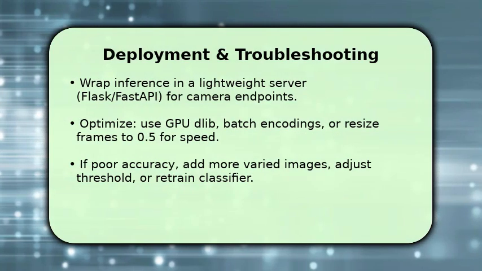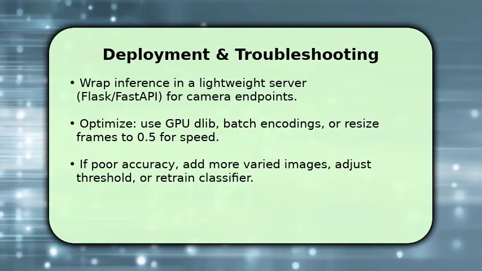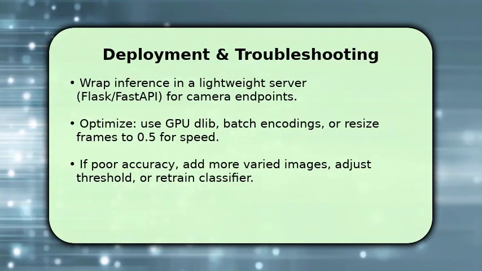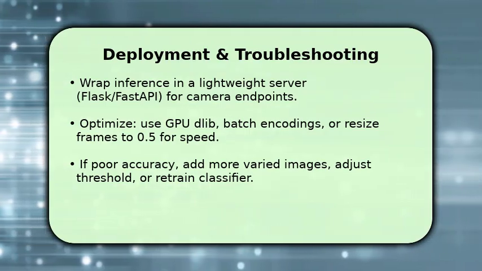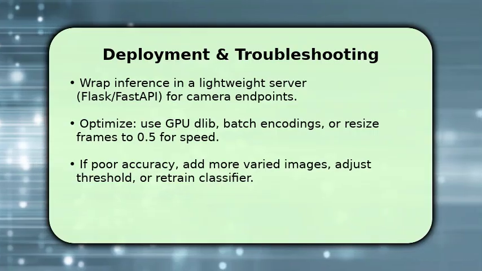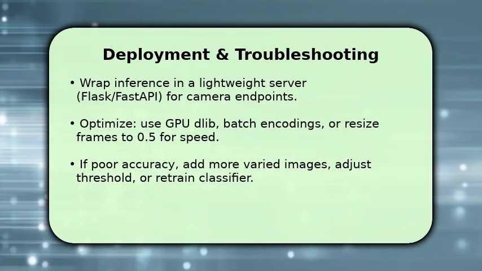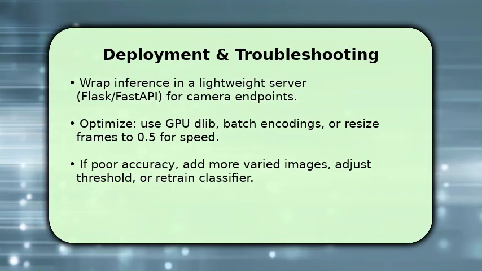To finish, wrap the inference into a Flask or FastAPI endpoint or a lightweight desktop app so you can send frames and get identities back. Optimize by resizing frames to half, batching encodings, and enabling GPU-accelerated dlib where available. Once done, test on live feeds at different distances.